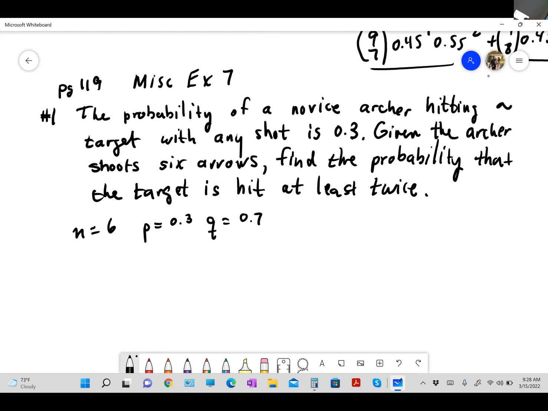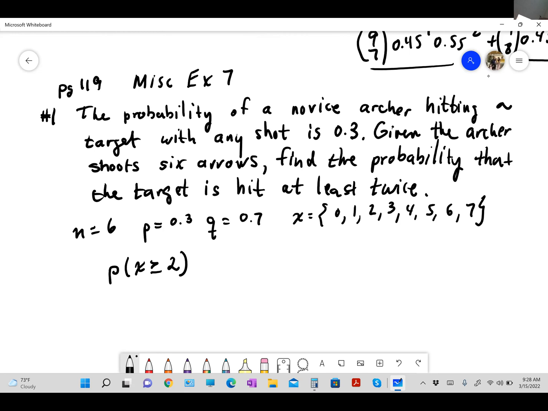So what are the allowable values that X would have? X could be a 0, a 1, a 2, a 3, a 4, a 5, a 6, or a 7. So this archer could hit the target 0 times, 1 time, 2 times, 3 times, 4 times, 5 times, 6 times, or 7 times. We don't know what's going to result, but they're asking us here to get the probability that the target is hit at least how many times?